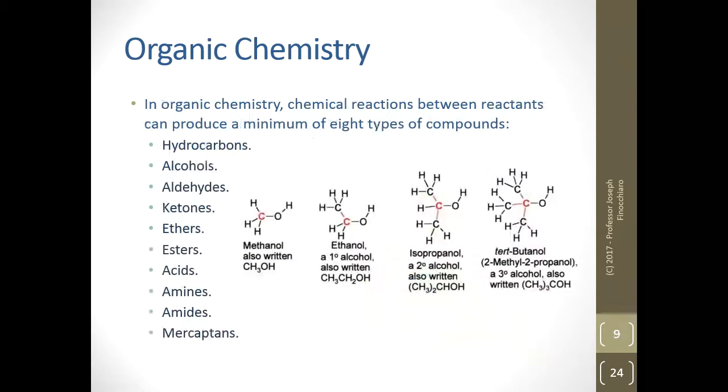Generally, that's it. In organic chemistry, you can just kind of sneeze it, throw it against the wall, and try to figure it out. Chemical reactions can produce a minimum of 8 different types of compounds: hydrocarbons, alcohols, aldehydes, ketones, ethers, acids, amines, amides, mercaptans.